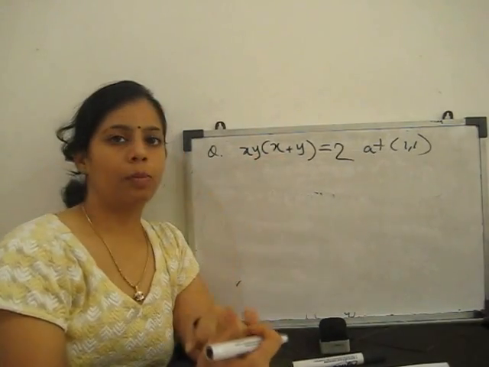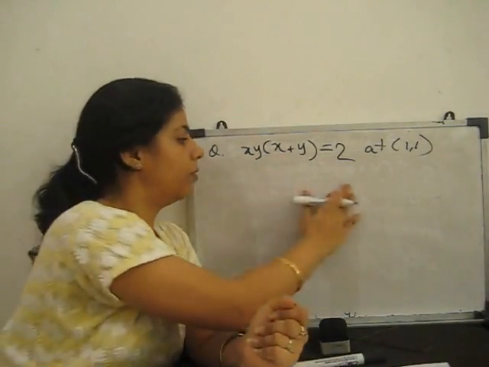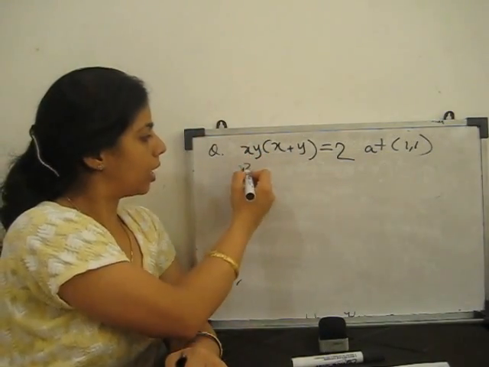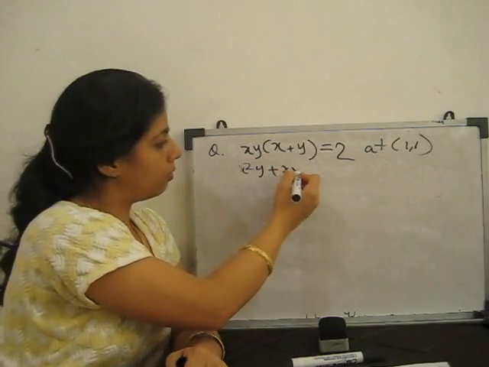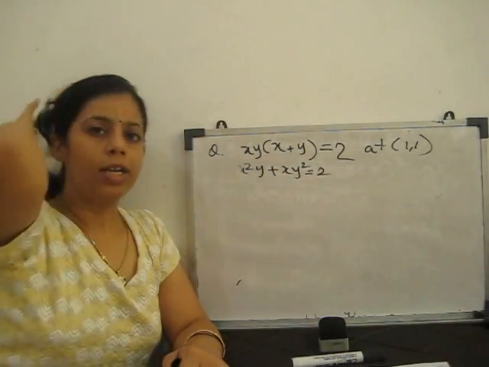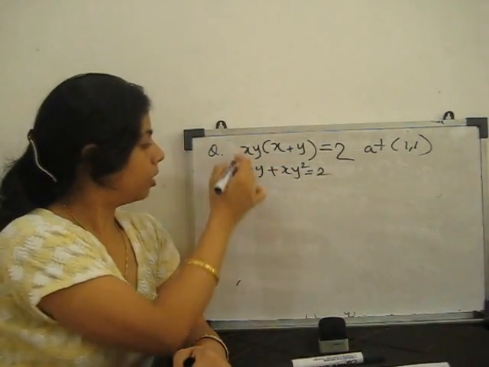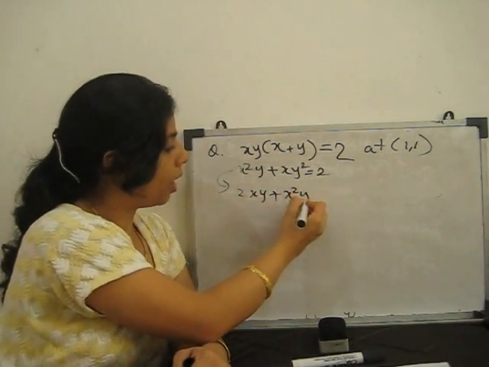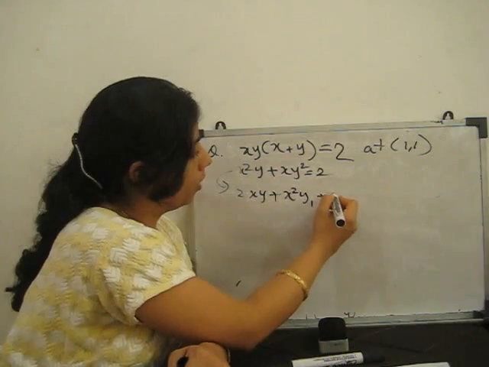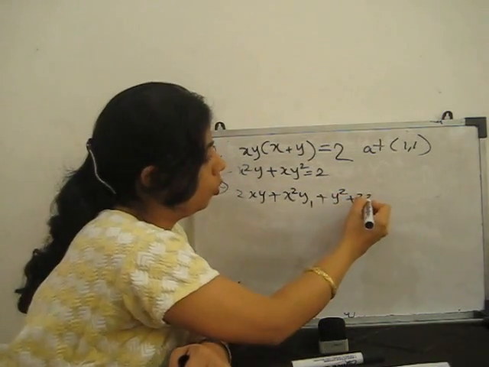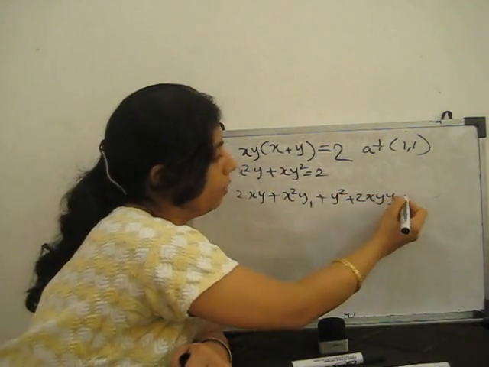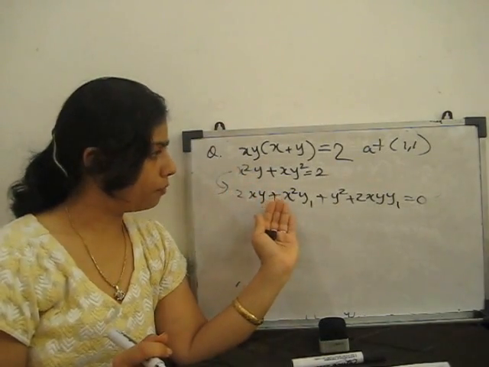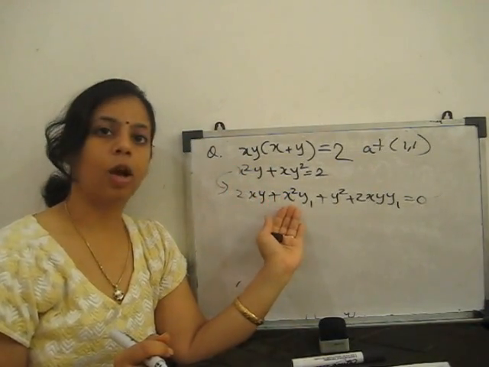Now it is at some other point. So we differentiate one time with respect to x. When we differentiate, what is the curve? This is x square y plus xy square equal to 2. Clear? So this gives, differentiating with respect to x, 2xy plus x square y1 plus y square plus 2xy y1 equal to 0. Clear? From this equation we can find out the y1.